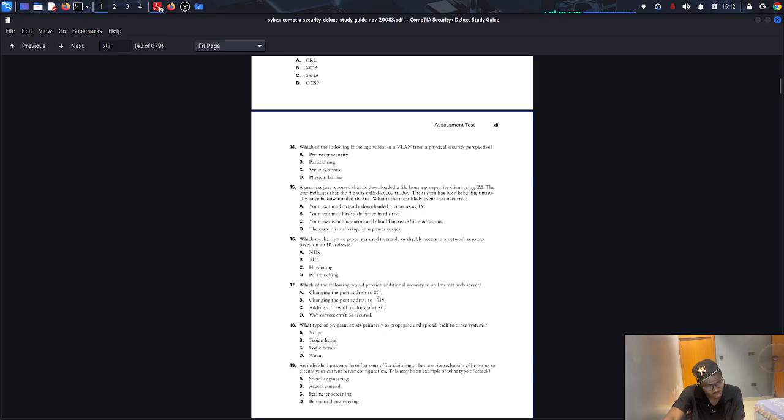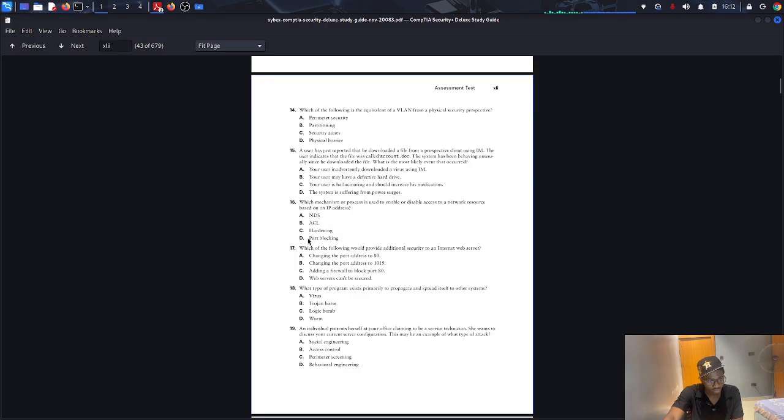Which of the following would provide additional security to an internet web server? Changing the port address to 80, changing the port address to 1019, adding a firewall to block port 80, web servers can't be secured. C. Okay.